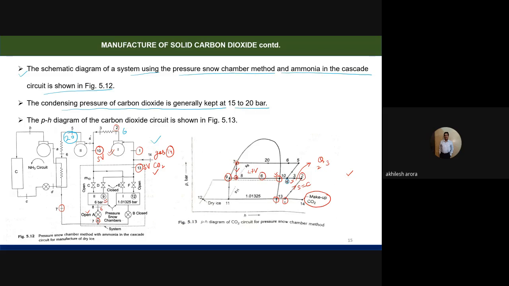Here is point number 4. At point number 4, it will enter into the high pressure compressor number 2 and it will be compressed up to point number 5. Is it clear? From 5 to 6, what is happening? 5 to 6 is the heat rejection to the surrounding, so 5 to 6 is Q5 to 6. This heat is being transferred because at point number 5, the temperature is higher than the surrounding temperature. So we are here at point number 6 now.